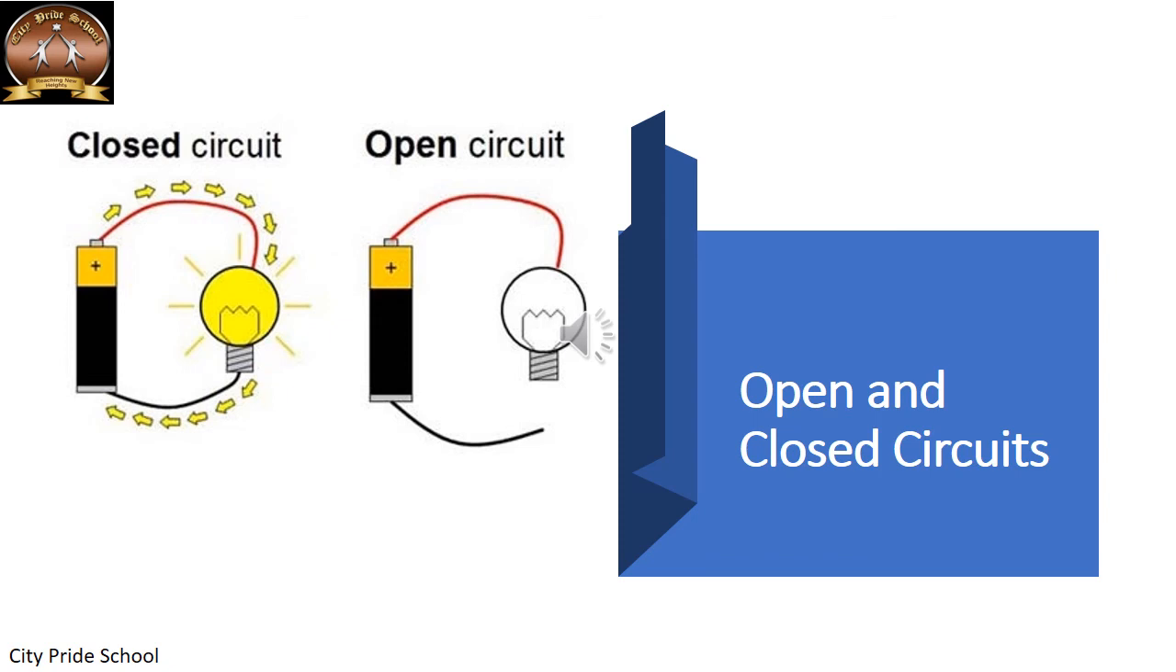I hope you've understood what we discussed today regarding the flow of electric current, circuits, and the different components of the circuit: a cell, a bulb, and a switch, and all the elements are connected through wires.